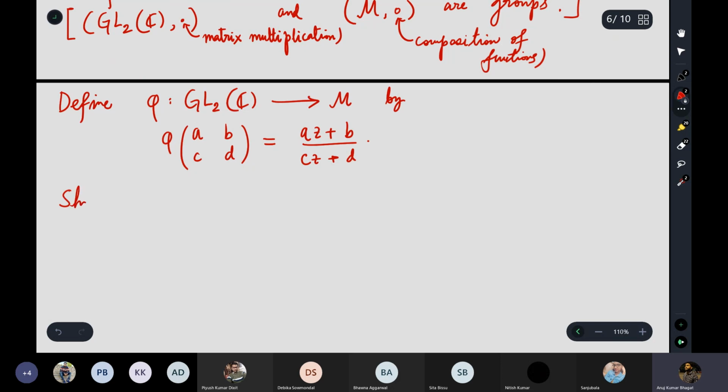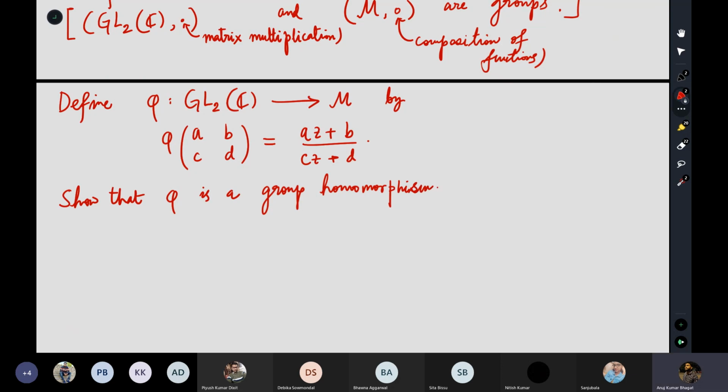One more thing is interesting. Show that phi is a homomorphism. So this is not just any map. This has one extra property, that this map phi is a group homomorphism. So I'm linking group theory with complex analysis. So that phi is a group homomorphism. What is a group homomorphism?